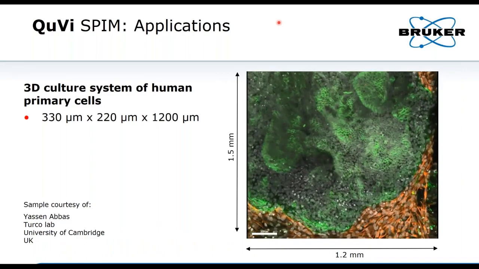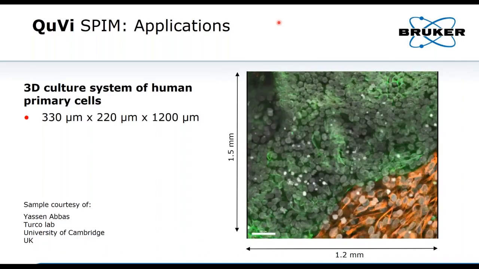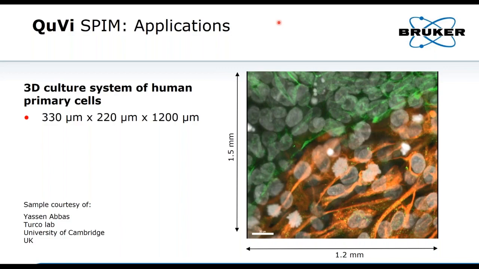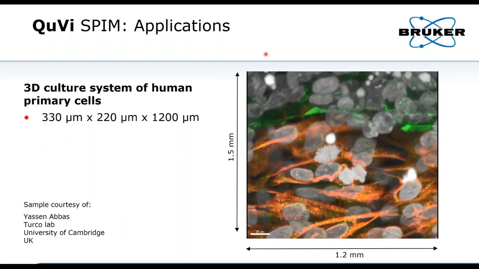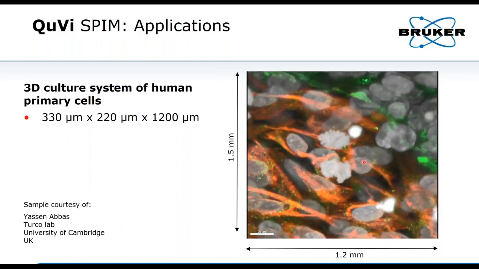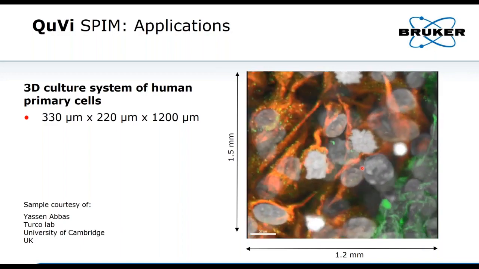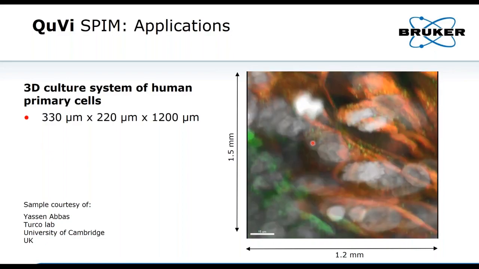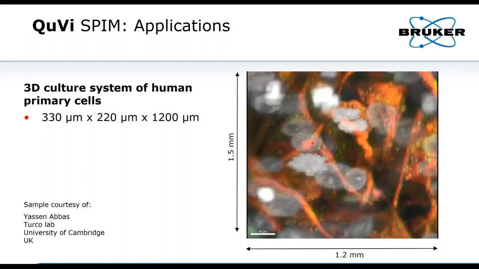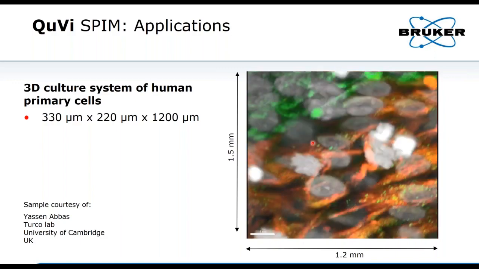When zooming into this large data set, you will see that when looking at individual nuclei, you can really see the subcellular and the subnuclear structure of the chromatin here, for example. So the system provides a very large field of view, but at the same time, a very high subcellular spatial resolution, and all the advantages of light sheet microscopy.